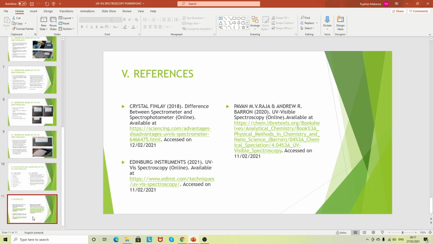So this is the last slide, which is in relation to the references, the sources I used to write my slide. We have a Crystal Finlay. Difference between spectrometer and spectrophotometer is an article which is online. Another is an article from Edinburgh Instruments, UV-VIS spectroscopy, available online. Pavan, Rajan and Andrew. The title of the article is UV visible spectroscopy and is online.